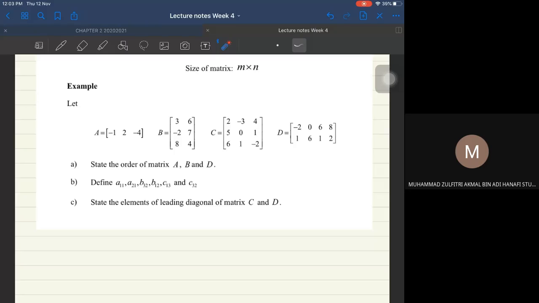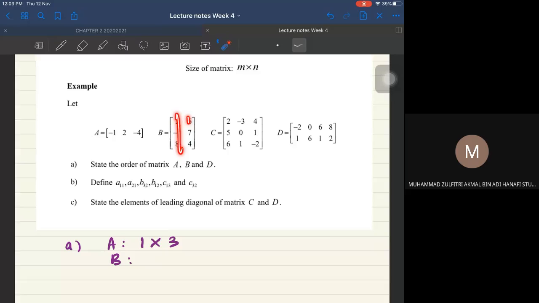So matrix A here, dia hanya ada satu row and dia ada 3 column. Okay. So the order of the matrix A will be 1 times 3. Okay, kita baca row dulu baru baca column. Okay. For matrix B, what is the order of the matrix B? So dia ada 3 row and dia ada 2 column. So 1, 2, 3. So you have 3 by 2.